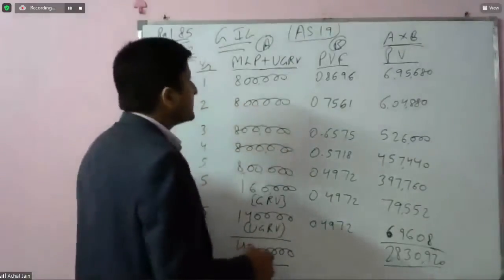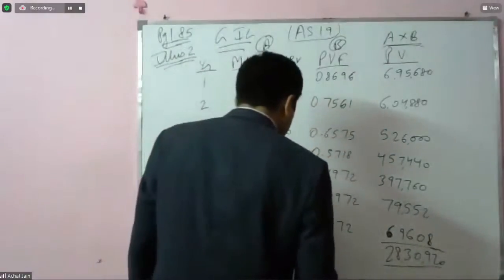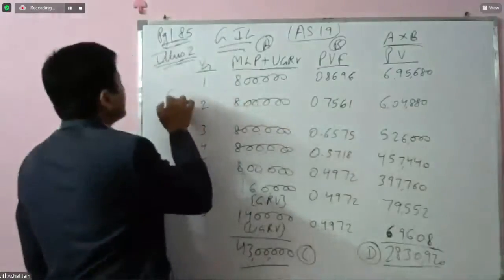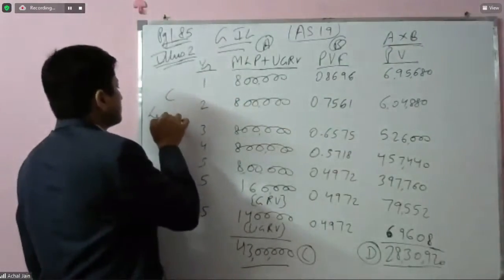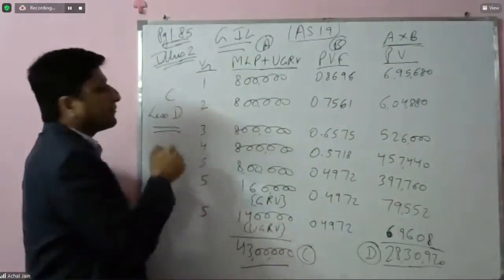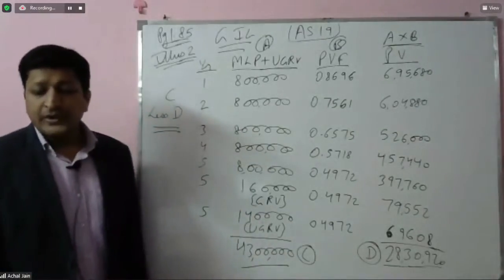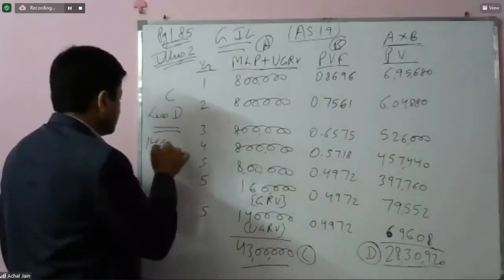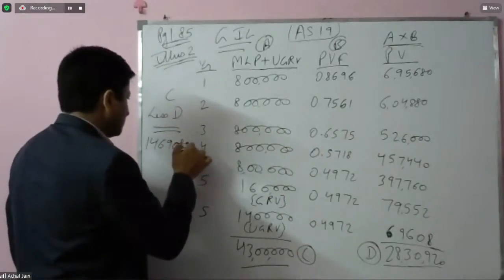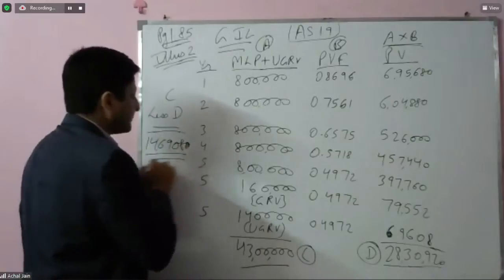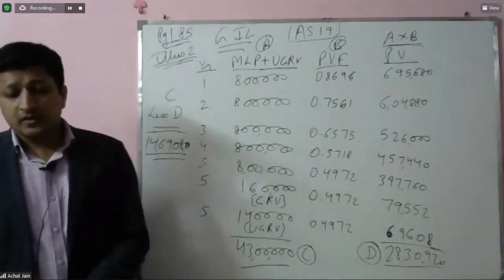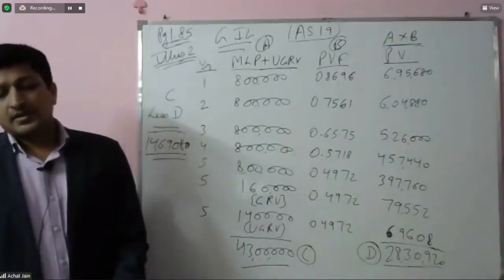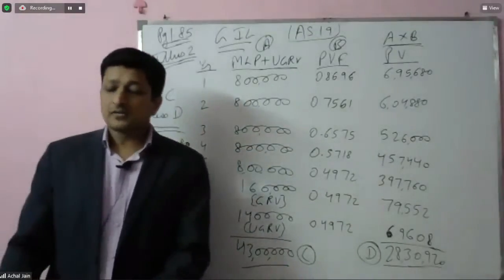So the difference between these two, we say this is C and this is D. So C minus D. What do we get? 14,69,080. That's the amount you will get. And this amount is what? This amount is nothing but the finance income. Kamal has also solved this.